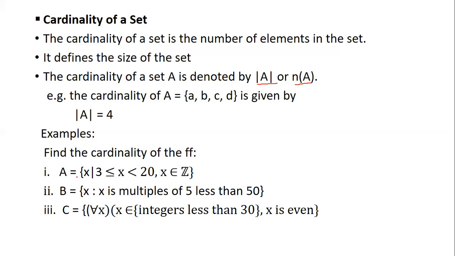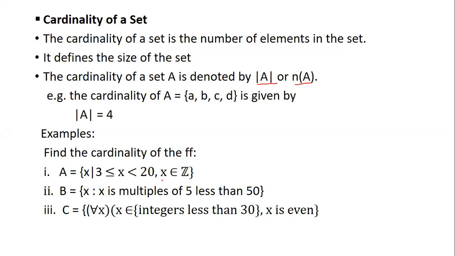Now let's see this example. Find the cardinality of the following. I, A equals the set of x such that 3 is less than or equal to x, x is less than 20, and x is a member of the integers. Before we find the cardinality, you must know the members first. So let's list down the members and then we count them. Is it okay?